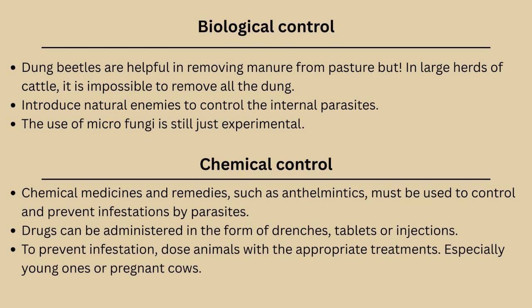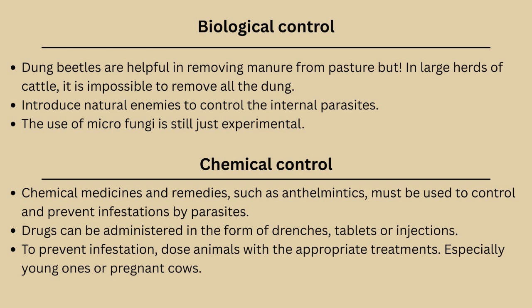Biological control. Dung beetles are helpful in removing manure from pasture, but in large herds of cattle, it is impossible to remove all the dung. Introduce natural enemies to control the internal parasites. The use of microfungi is still just experimental.